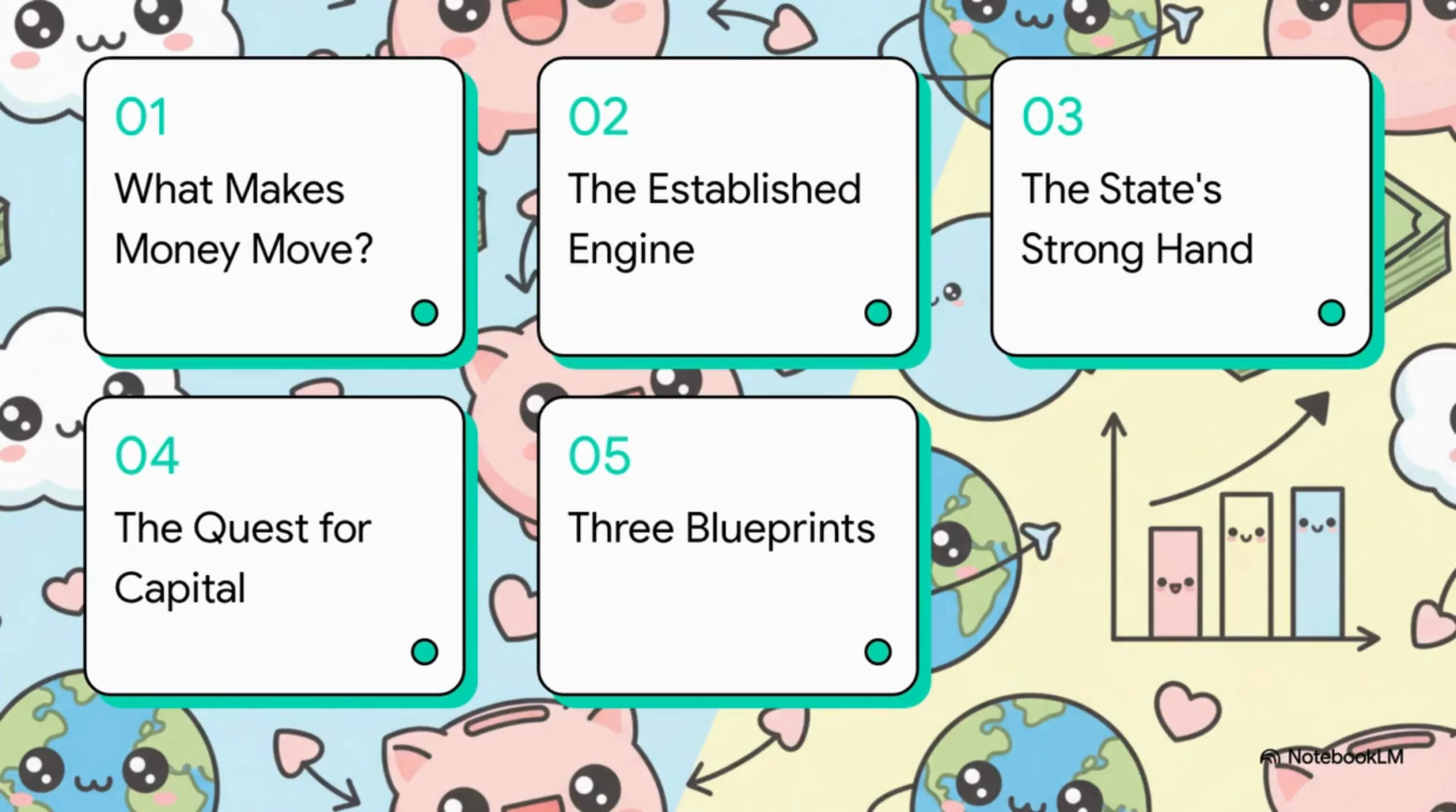So, here's our game plan. First, we'll touch on the basics of what actually gets money flowing. Then, we're going to look at 3 distinct models: the established engine you see in the US and Germany, China's powerful state's strong hand, and Nigeria's quest for capital. Then, we'll wrap it all up by comparing these 3 blueprints.